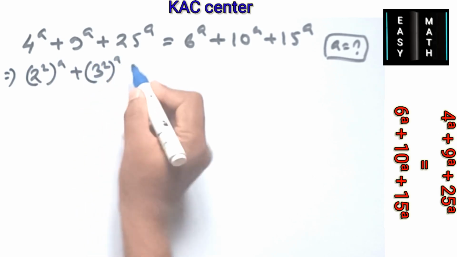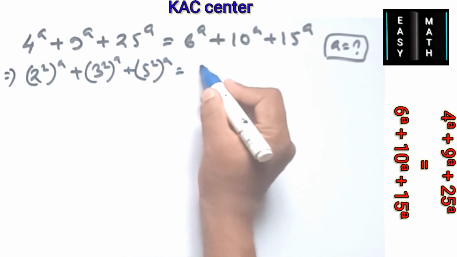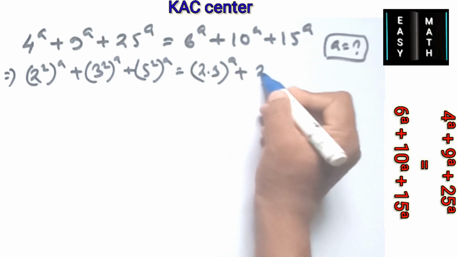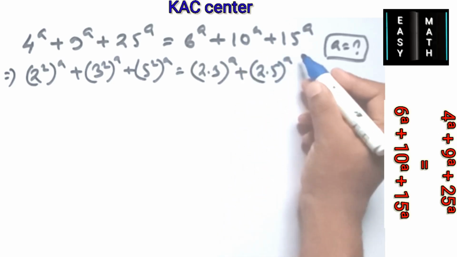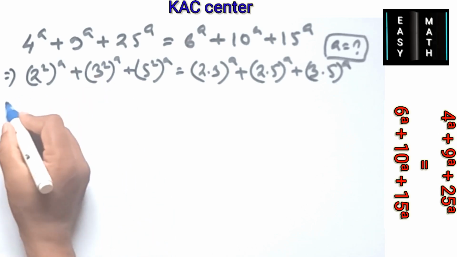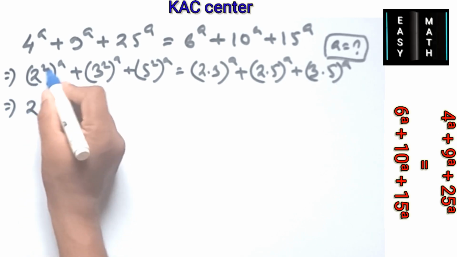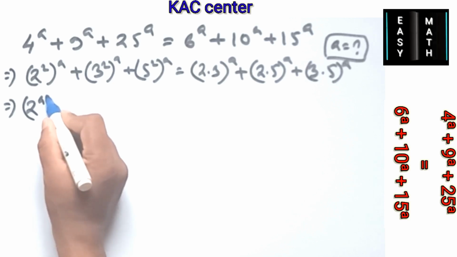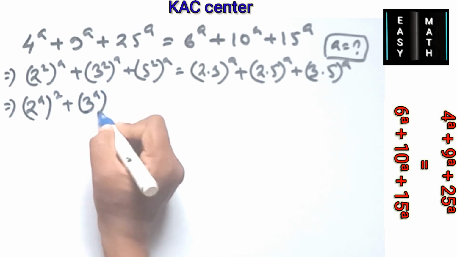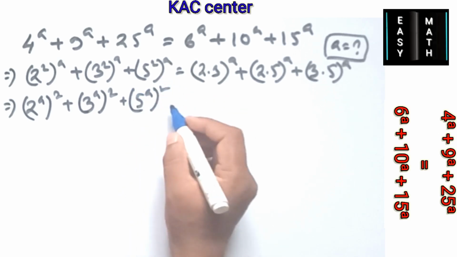First we can write 4 as 2 squared to the power a, 9 as 3 squared to the power a, and 25 as 5 squared to the power a. And 6 as 2 times 3, 10 as 2 times 5, and 15 as 3 times 5, all to the power a. Now we interchange the powers, so we can write this.